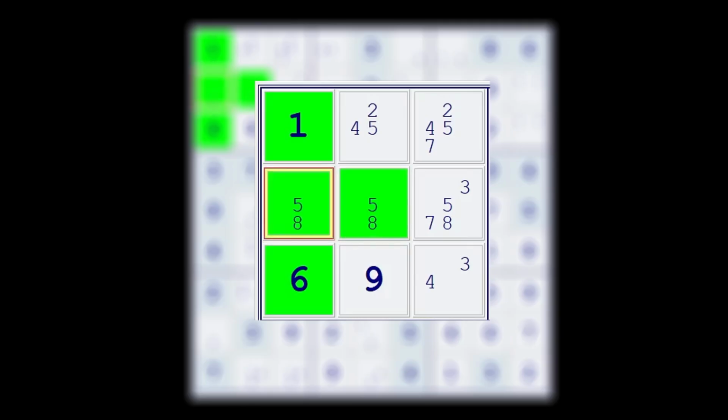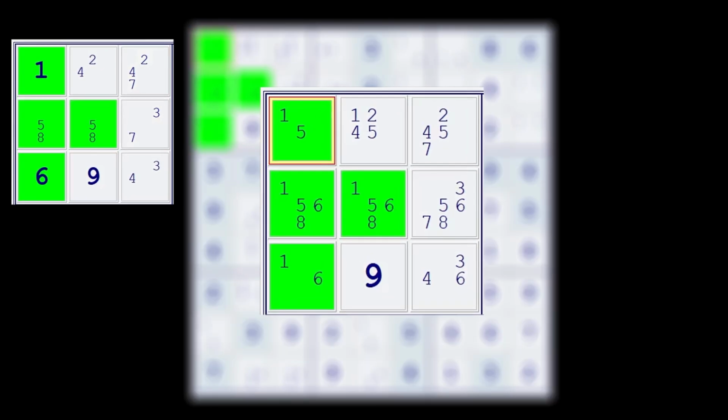And what we know with those naked pairs is that in this house, the 5 and the 8 are already reserved for those two cells, which means that in any other cell in this house that has a 5 or an 8, we can erase them. And at the end, in this first case, this box is left like this.